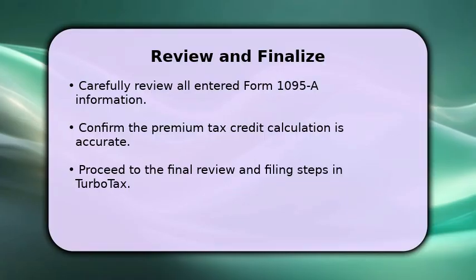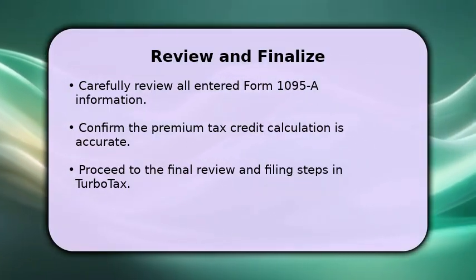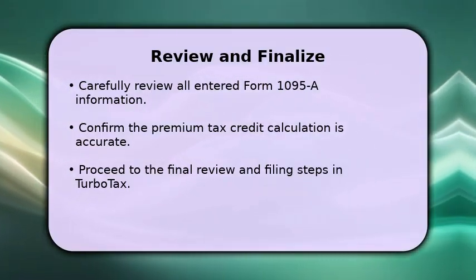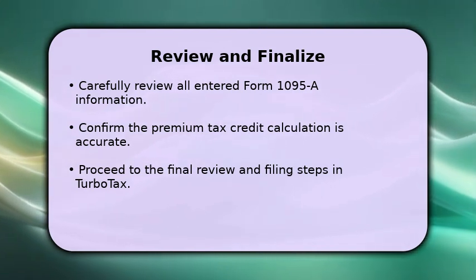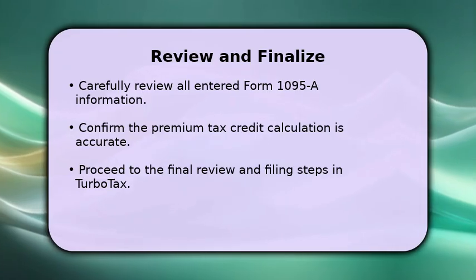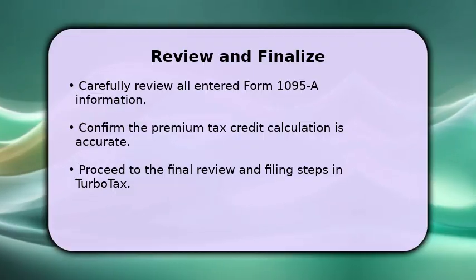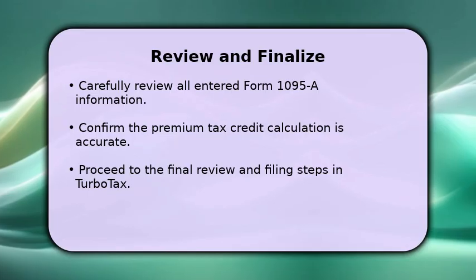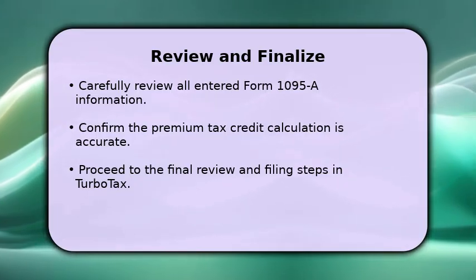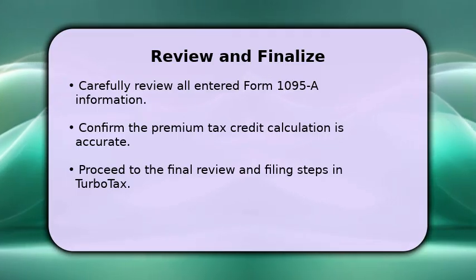Before finalizing your return, take a moment to thoroughly review all the information you have entered from your Form 1095-A. Ensure that all numbers, especially the monthly premiums and the second lowest cost Silver Plan premium, match your document precisely. An accurate entry here prevents potential delays or issues with your tax return. Once satisfied, you can confidently proceed with the remaining steps in TurboTax to complete your filing.